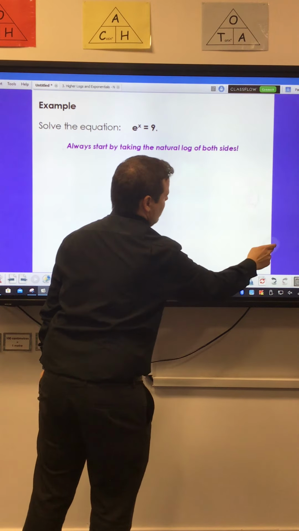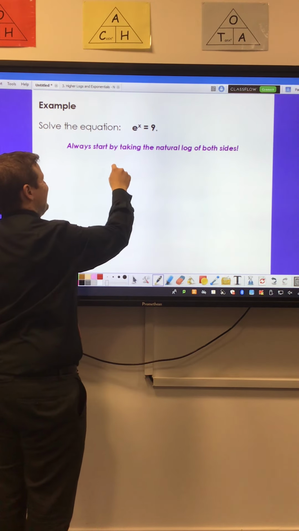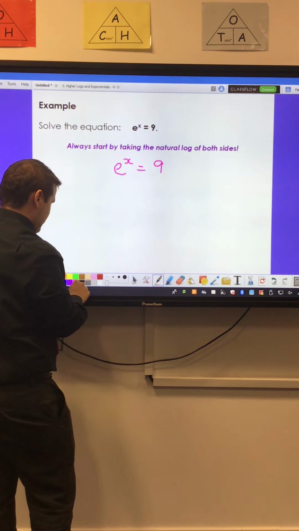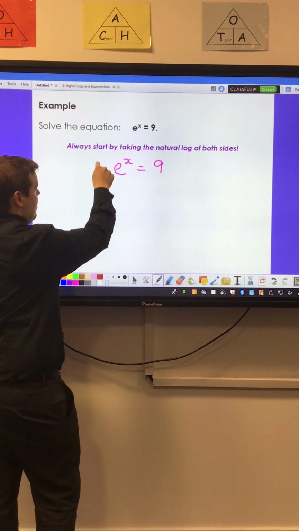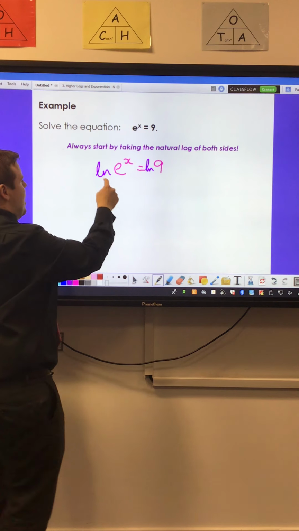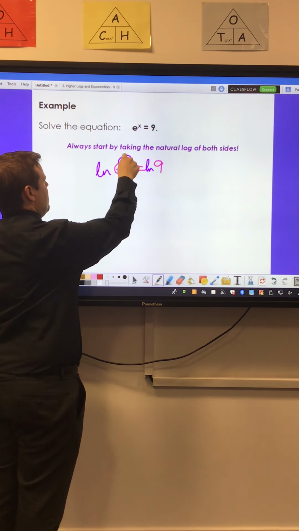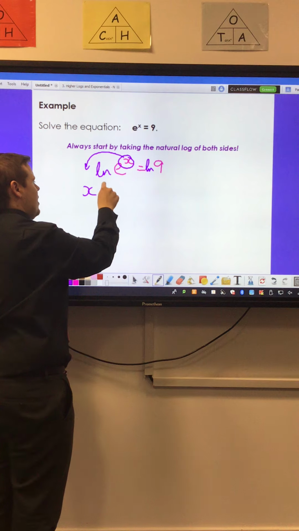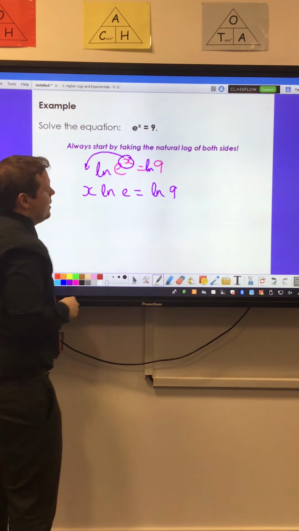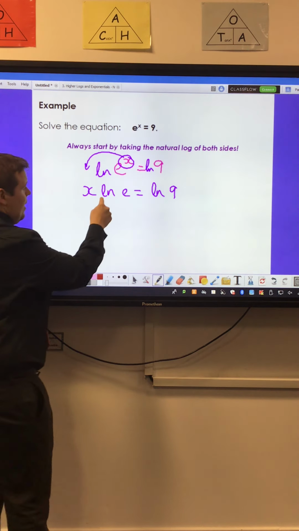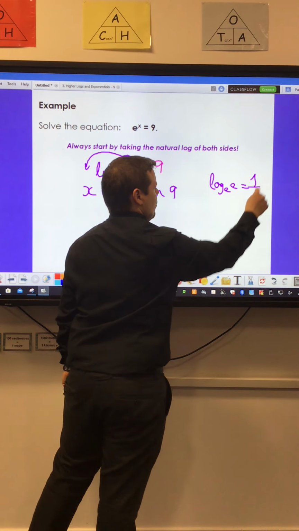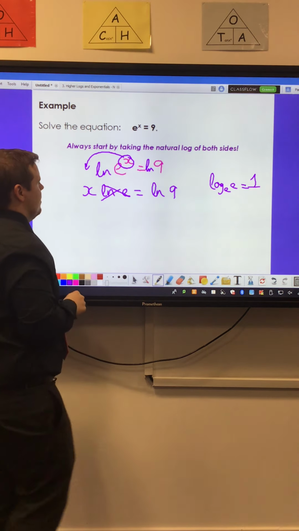When you're applying that to logs, there are two ways you can think about it. I tend to like to put in ln on either side. And then, if we're going to explain it properly, the power jumps down at the front and you get x ln e equals ln 9. It's worth remembering here that ln 9 is just a number, and ln e is log base e of e, which is 1, so that disappears.